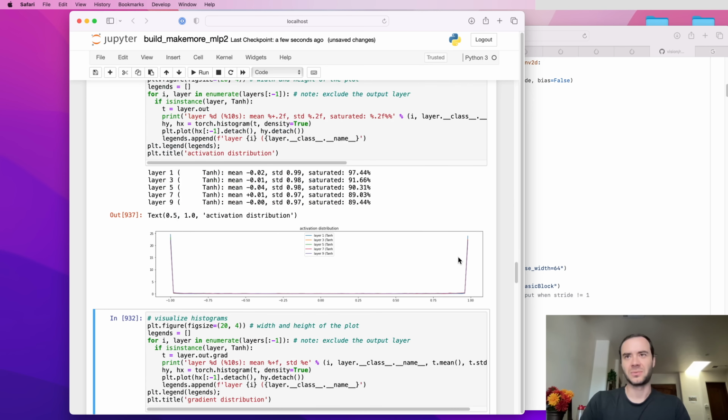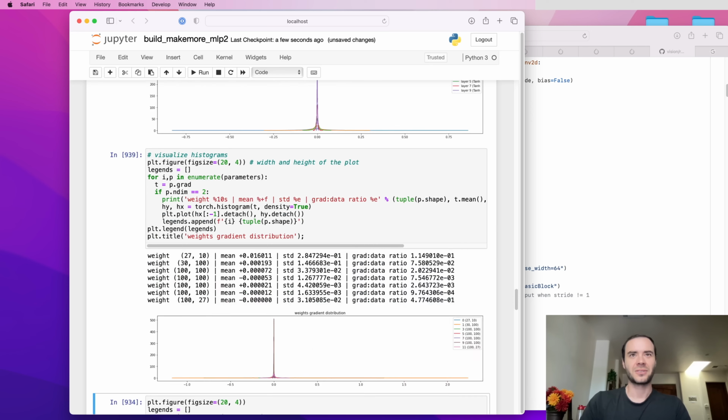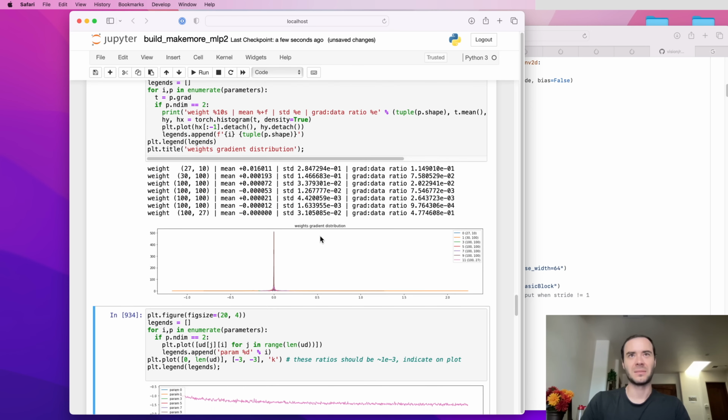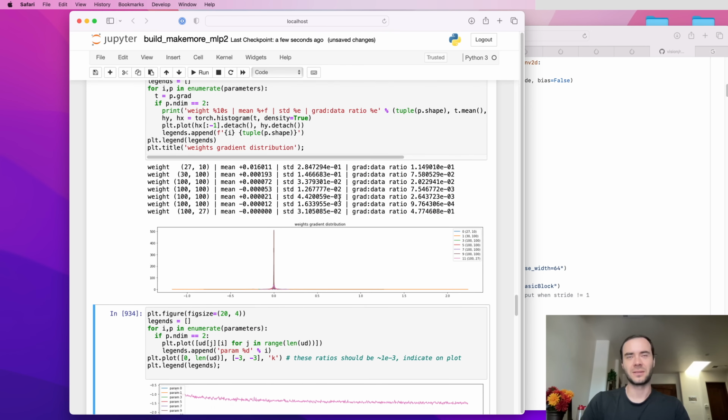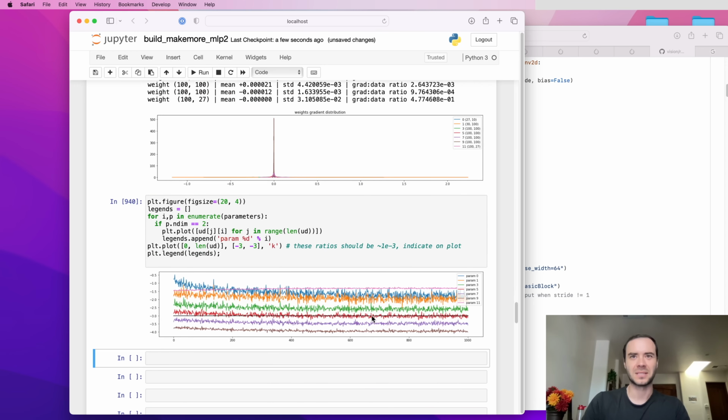Well, the activation plot will tell you, whoa, your neurons are way too saturated. The gradients are going to be all messed up. The histograms for these weights are going to be all messed up as well, and there's a lot of asymmetry. And then if we look here, I suspect it's all going to be pretty messed up also.